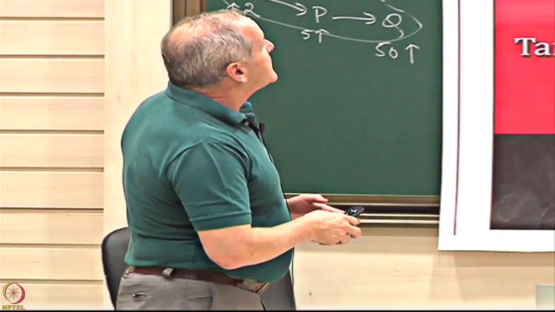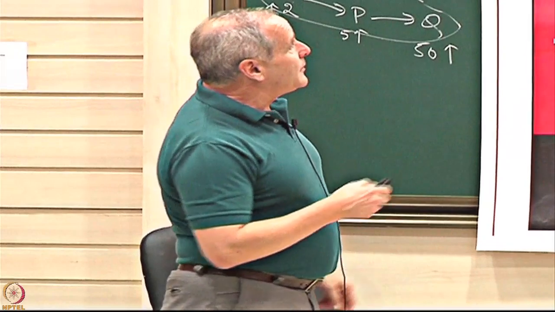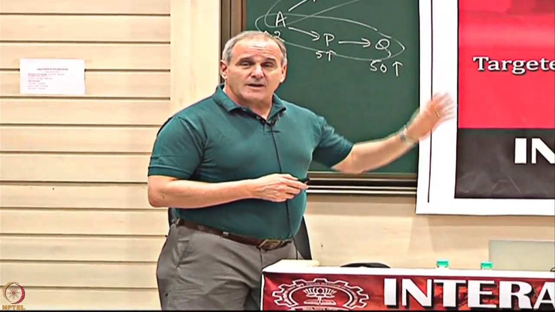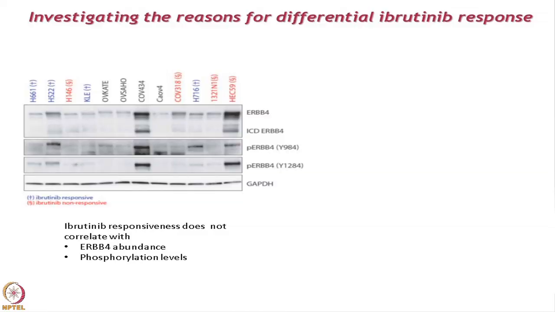All right, so we looked at the tumors that we had, and we looked to see if we could figure out what was different between the sensitive tumors and the resistant tumors. The responsive tumors are in blue, right? And then the resistant tumors are in red. And so looking at this at ERBB4 levels, you really couldn't see anything different from ERBB4. Even phospho-ERBB4, not really an obvious difference.